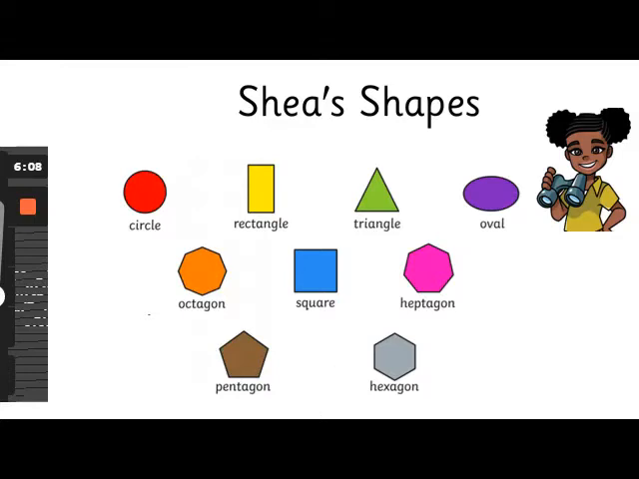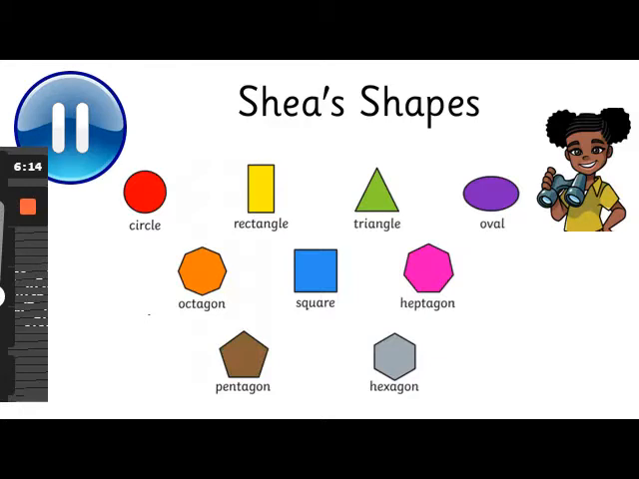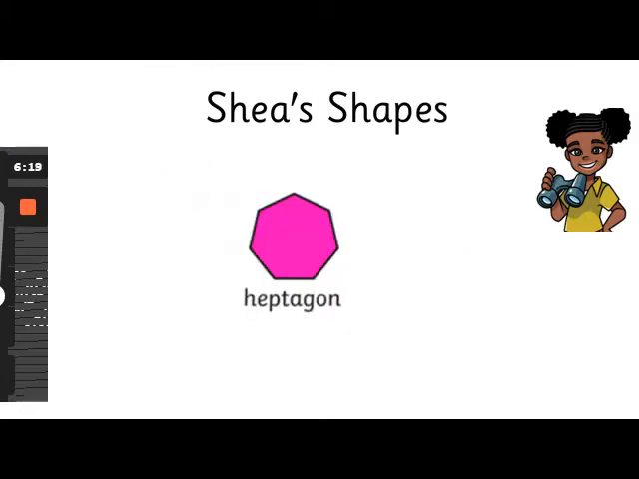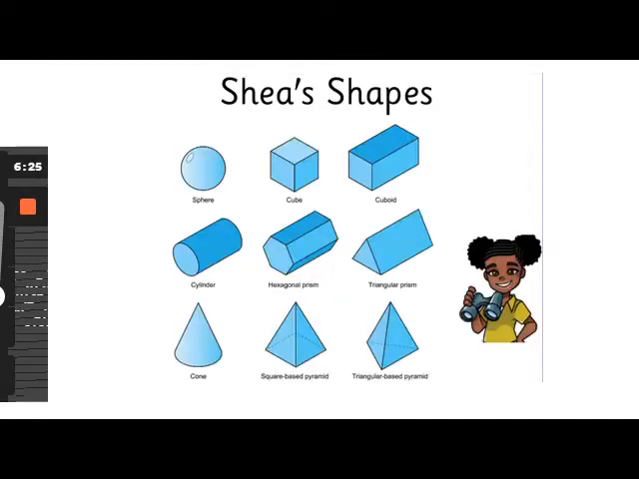Great, and now have a look over these shapes. See if you are correct. Just double check what your answer was. Well done if you got heptagon. Heptagon has got 7 sides. Well done, very good. Now we are on to the 3D shapes.